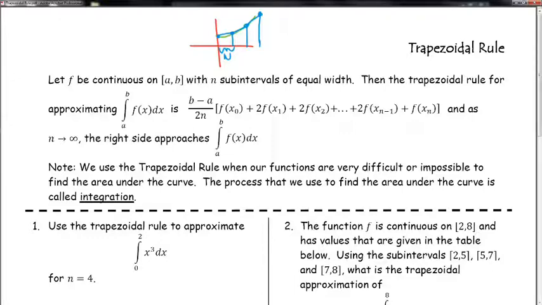And so let f be continuous on the interval from a to b. So here's our a, here's our b. With n subintervals, that means the number of trapezoids of equal width. Then the trapezoidal rule for approximating, and now we're introducing a new idea that I haven't talked about yet, and this is the idea of finding the area underneath the curve. We're talking about a starting point and an ending point, where a comes from this interval right here and b from this one.